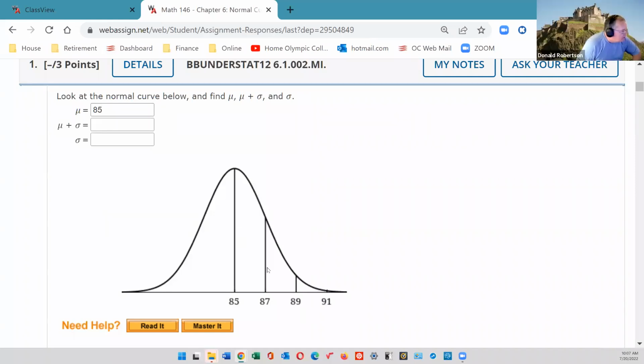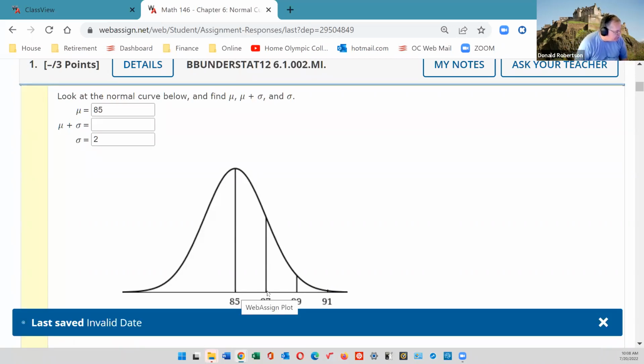Now, 85 to 87 to 89 to 91. Isn't the distance from here to here 1 standard deviation, which in this case would be 2? Are you comfortable with how I could tell the standard deviation just by looking at the mean and how far to the next number, right? There's 1, 2, 3 of them. Each one is a standard deviation. So from 85 to 87 is a standard deviation, 87 to 89.